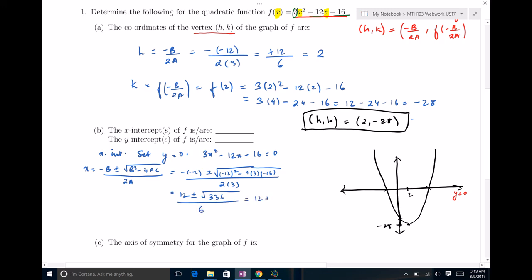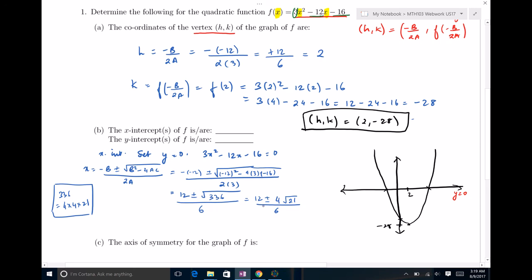So that's 12 plus or minus. Now the root of 336, if you factor it out, I'm going to do this in this little box here. 336 is 4 times 4 times 21. So since there's two 4s, I can pull them out of the square root and write this as 4 times the square root of 21 over 6.